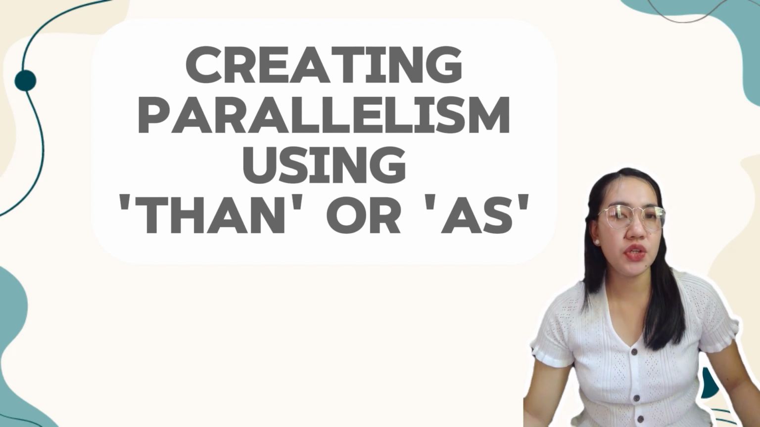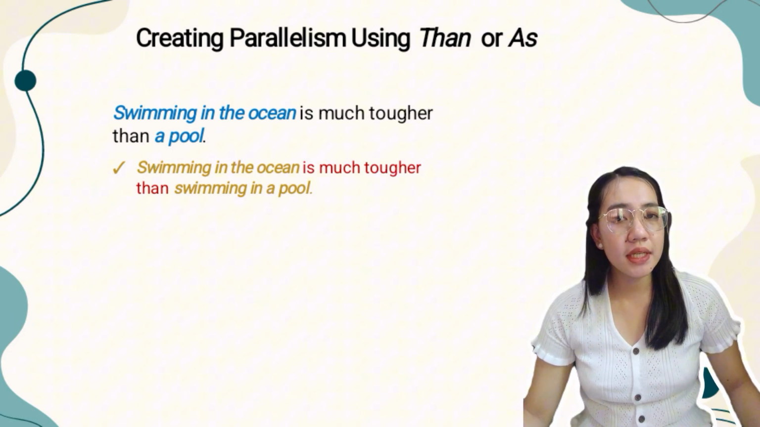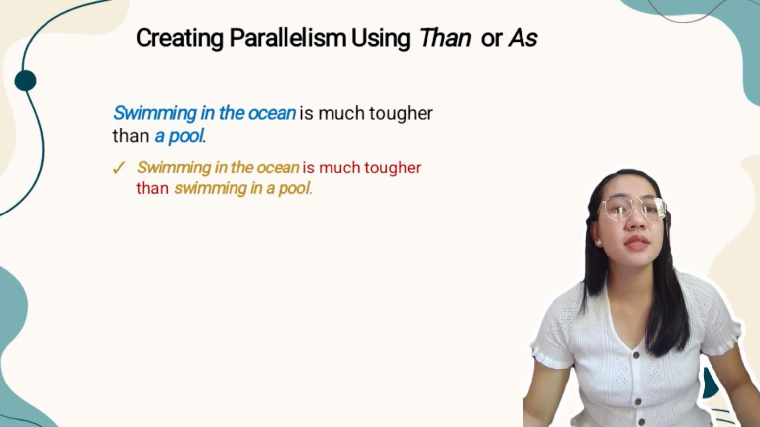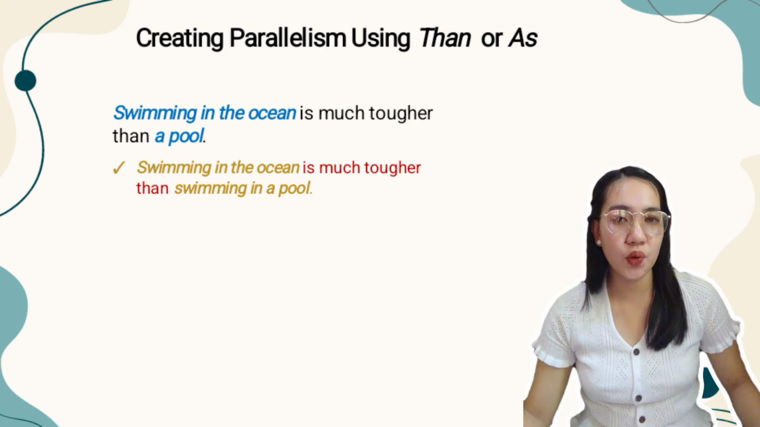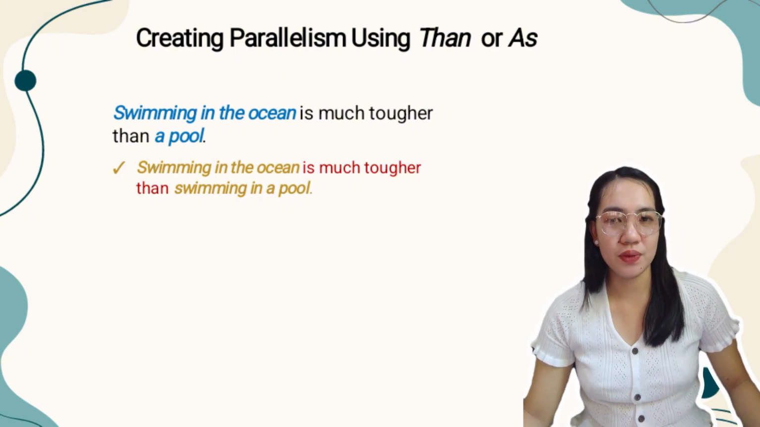Comparisons frequently use the words "than" or "as", and the items on each side of these comparison words should be parallel. Take a look at the following example. Swimming in the ocean is much tougher than a pool. Swimming in the ocean is much tougher than swimming in a pool.